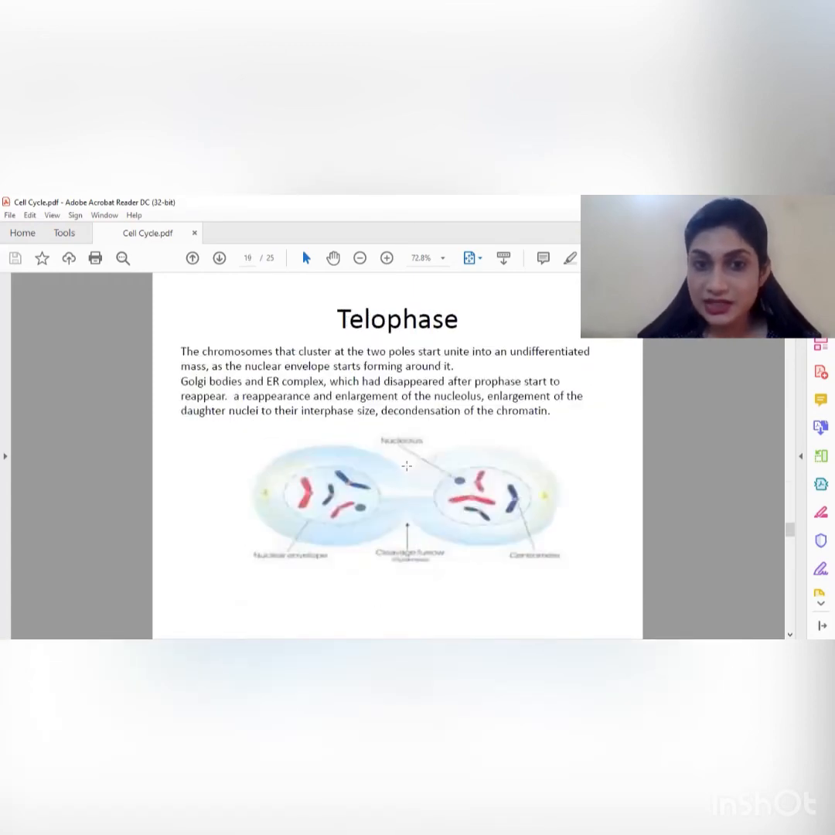Okay. This is a cleavage. You can see a cleavage. And in case of plant cell, they divide by a plate system. Like, let me share.